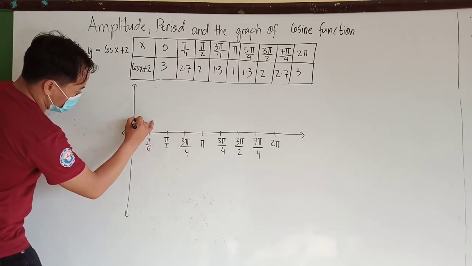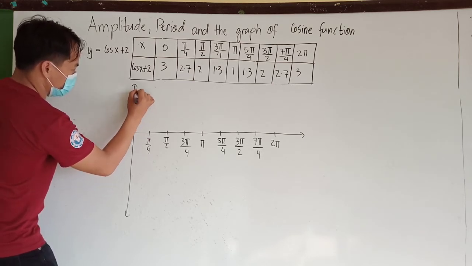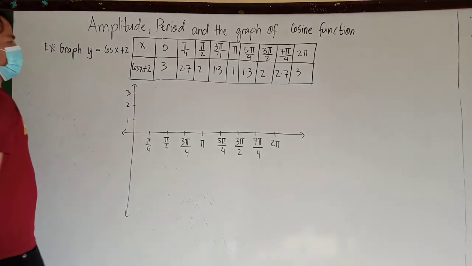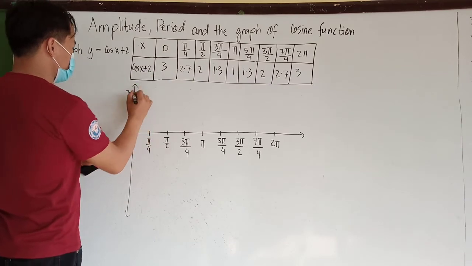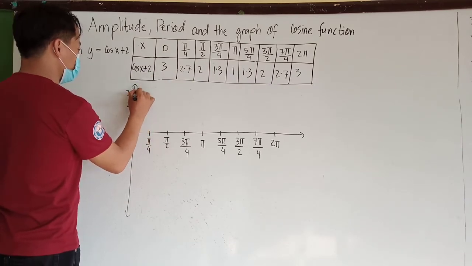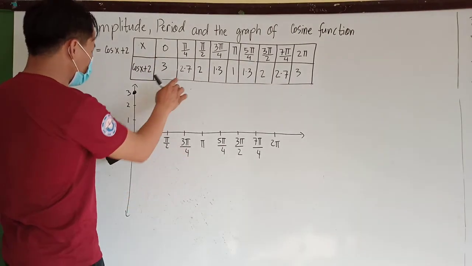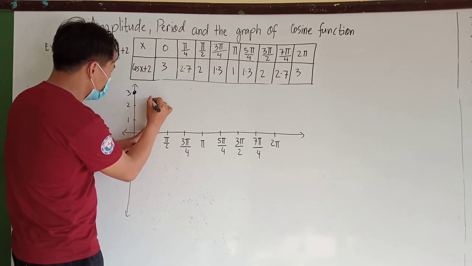So we have here 1, we have 2, then we have 3. First, we have 0 and 3. 0 is x, then 3 is y. So at this point. Next, followed by pi over 4 and 2.7. Between 1 and 2, 2.7 is something in this portion.